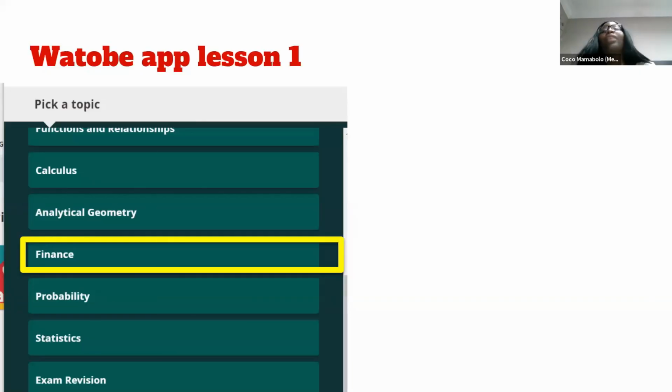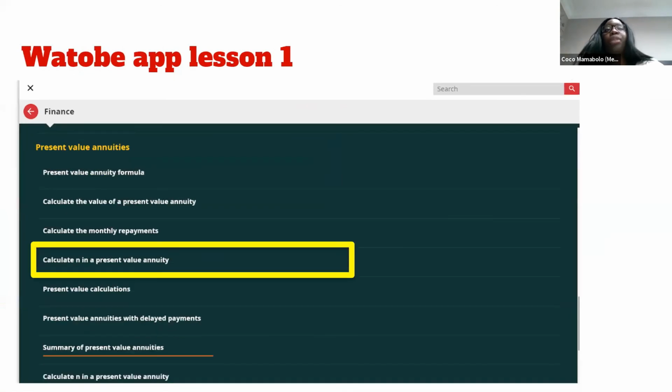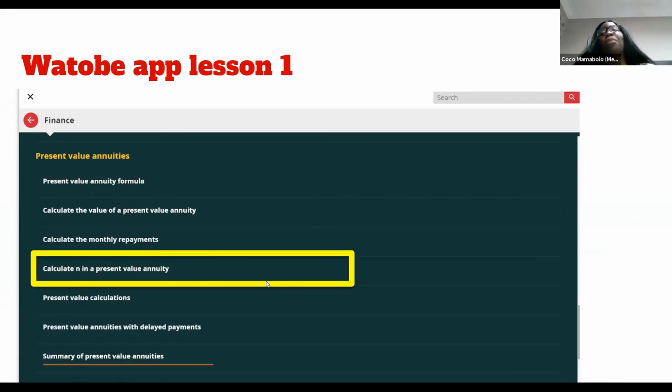Okay, so the homework that we're going to be doing for today, we're all going to go to topics and we're going to pick finance. And then we're going to look at present value annuities. And this time, instead of the summary, we're going to be looking at the lesson called Calculate N in a Present Value Annuity. So that's the first one. This is the homework that we'll be doing.